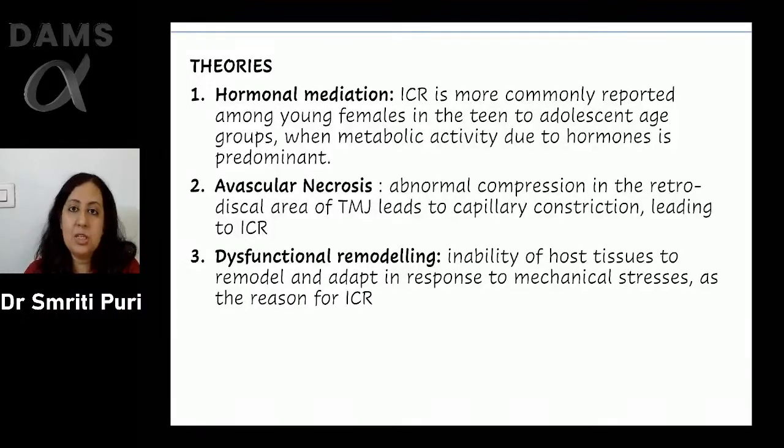So when the pubertal growth spurt is happening, there are fluctuations in the level of estrogen and progesterone in the female body. So this could be one of the causes why this phenomenon is taking place, and especially why this is happening in teenagers and adolescent people.